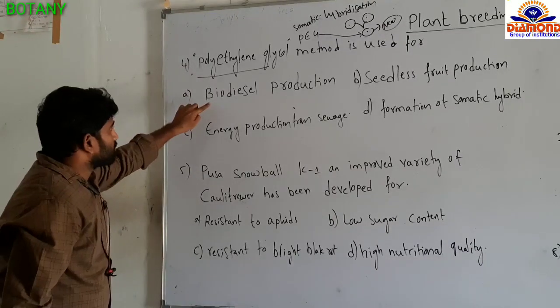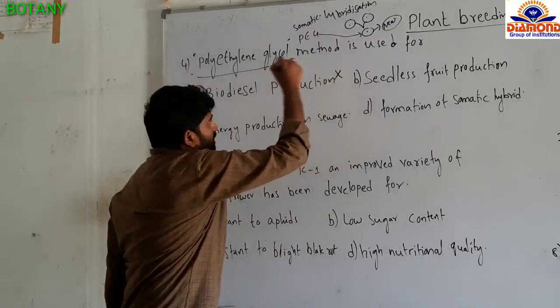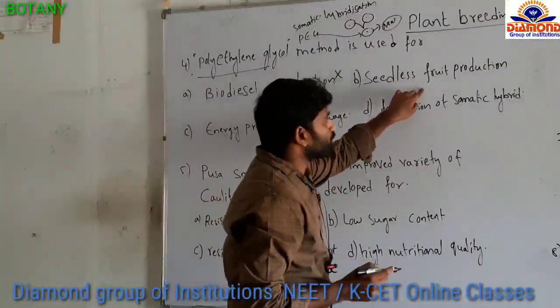So option A, biodiesel production: for biodiesel production, this polyethylene glycol is not used. And seedless fruit production.